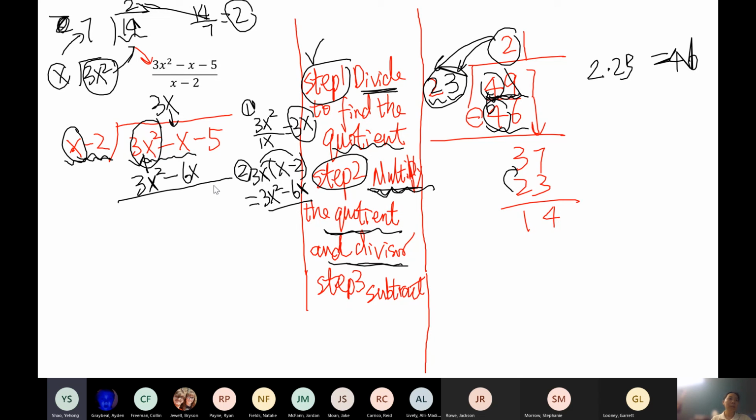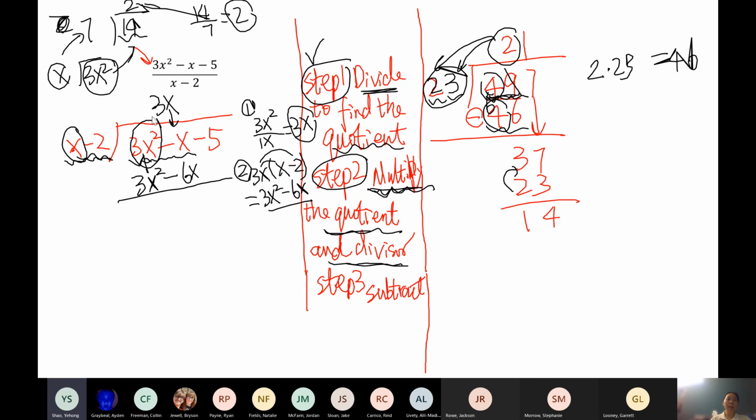Okay, any question about this? Does everybody have any questions about why we're doing this? Okay, so 3x times x minus 2. If you can do everything in your mind, you don't have to write them down on your paper. But if you have trouble, it's better to write it down so you can see.